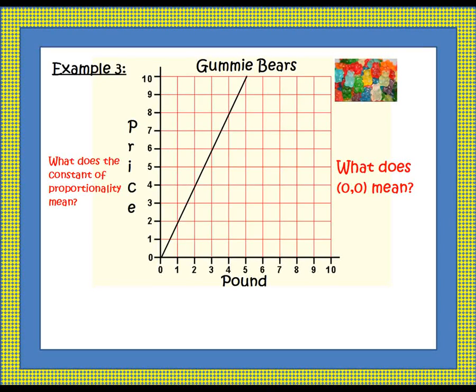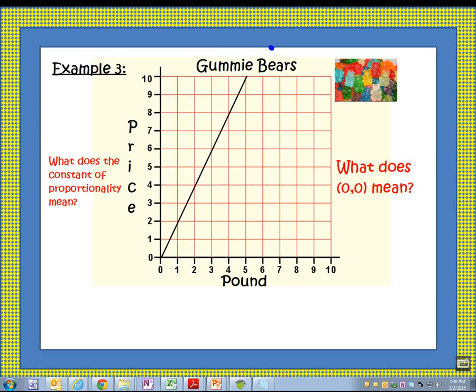Now, situation. Gummy bears. Price is on the left. The pounds are on the bottom. Okay? Now, in this situation, first off, let's find the constant of proportionality. And I really hope that that last slide helped, because we need to find out when x is 1, where does the line hit the y?